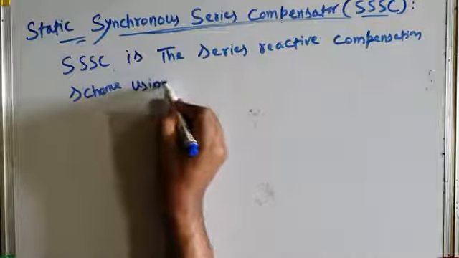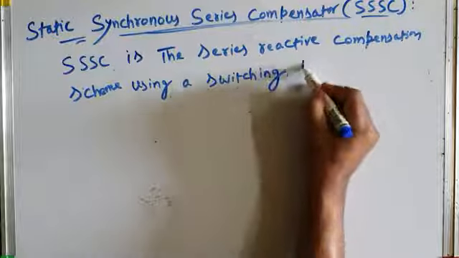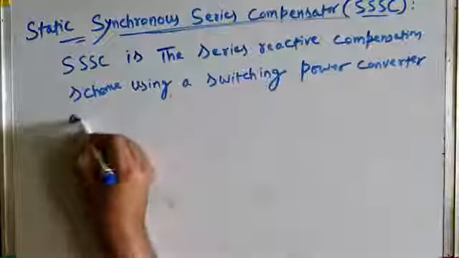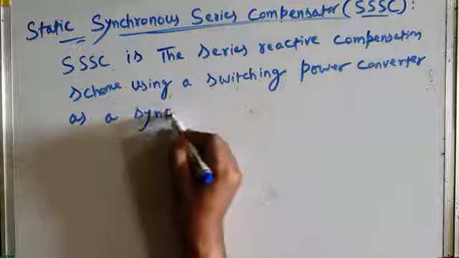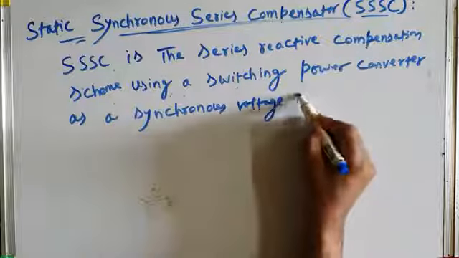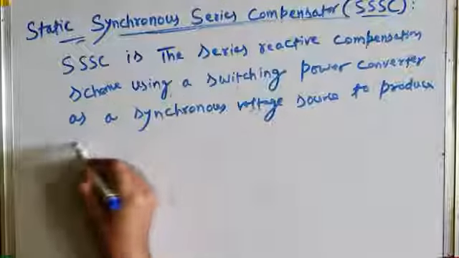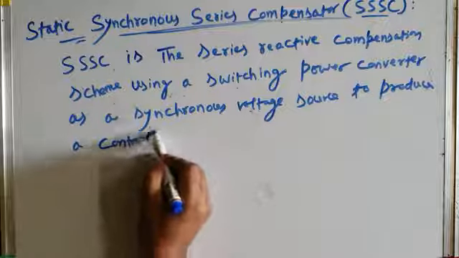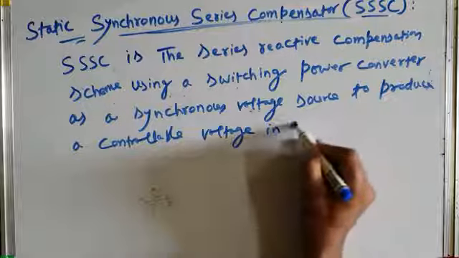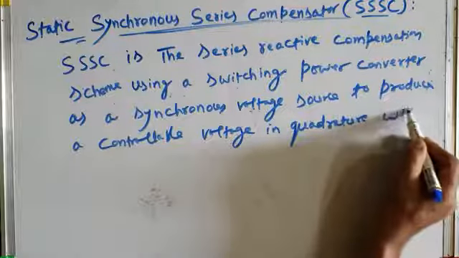using a switching power converter. It does not use thyristors, it uses a converter. Using a switching power converter as a synchronous voltage source to produce a controllable voltage in quadrature with line current.